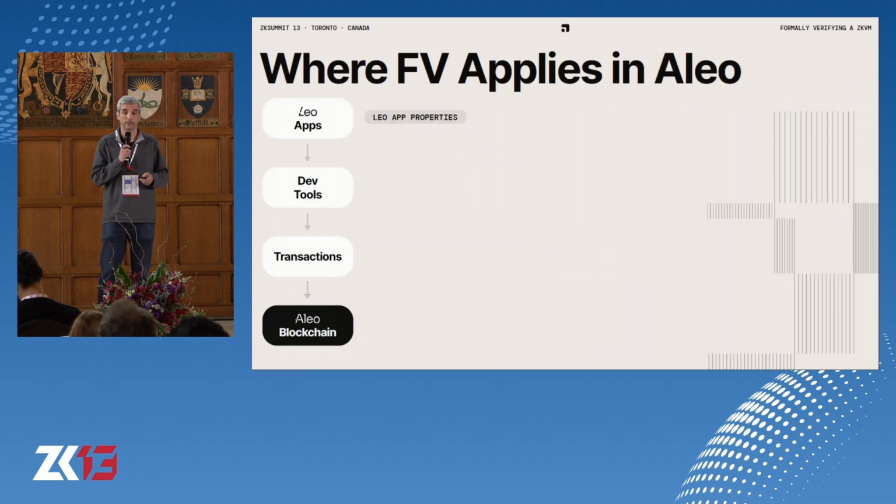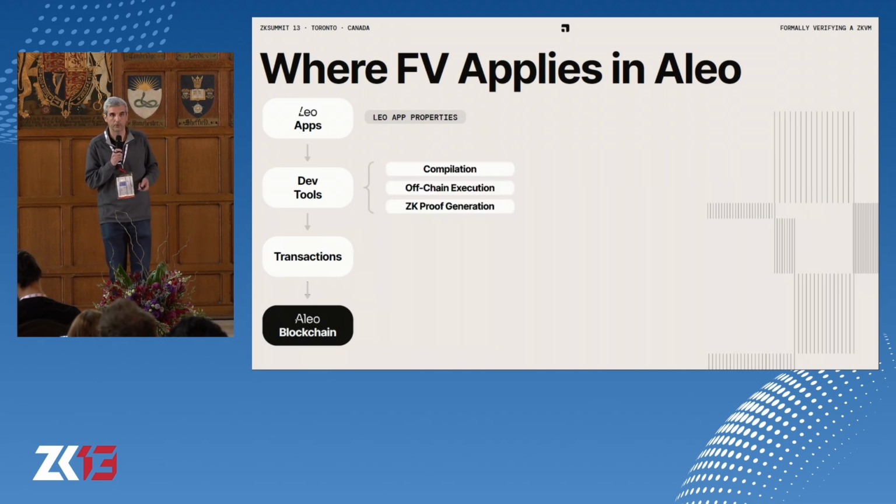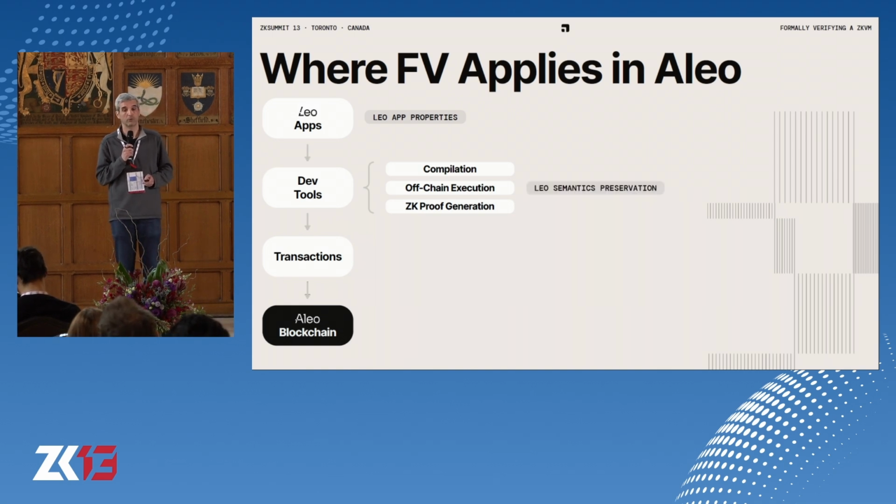One is to check application properties of Leo programs. For example, is the program secure? Is it leaking information? Is it doing the right thing? Things like that. Development tools do compilation, off-chain execution, and zero-knowledge proof generation. So do they do that correctly? Do they preserve the semantics of the Leo application, which is what the user is writing, the smart contracts in?